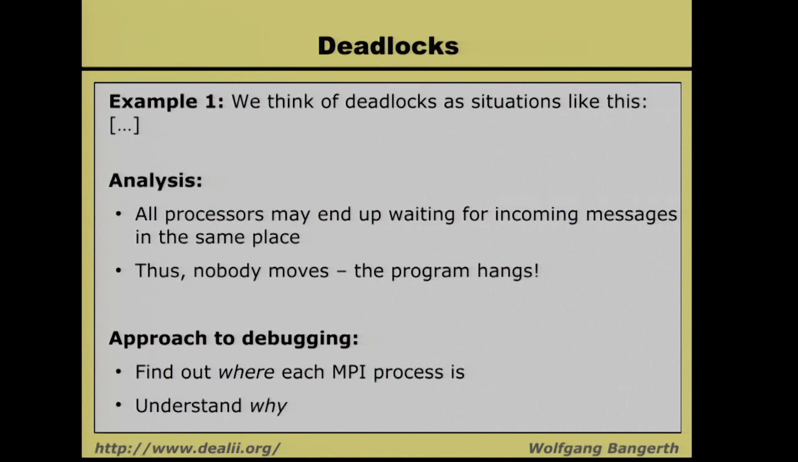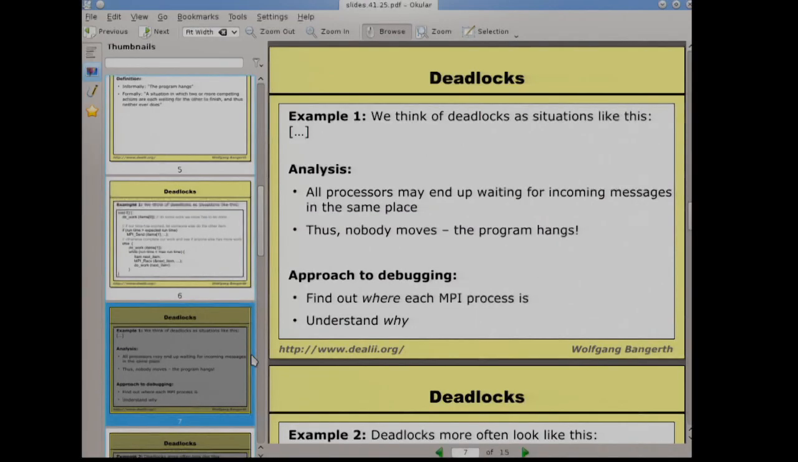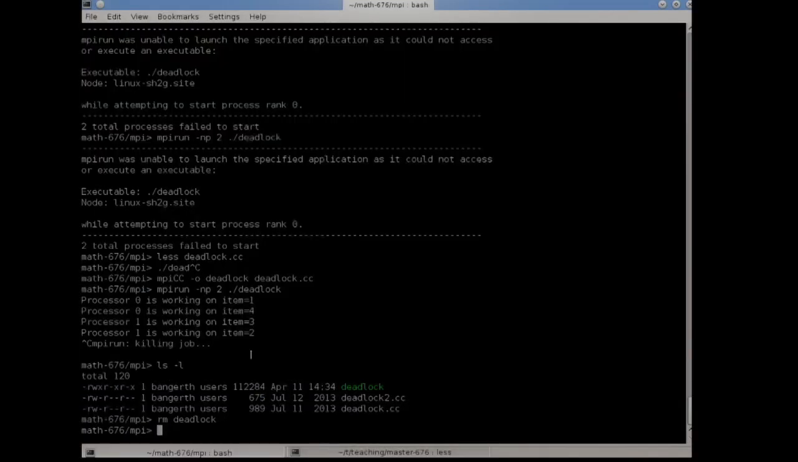And so if you wanted to debug this, you would need to find out where each one of these MPI processes is and why they are there. Why are they all in the same place waiting? In order to show this to you, I'm going to run this program.